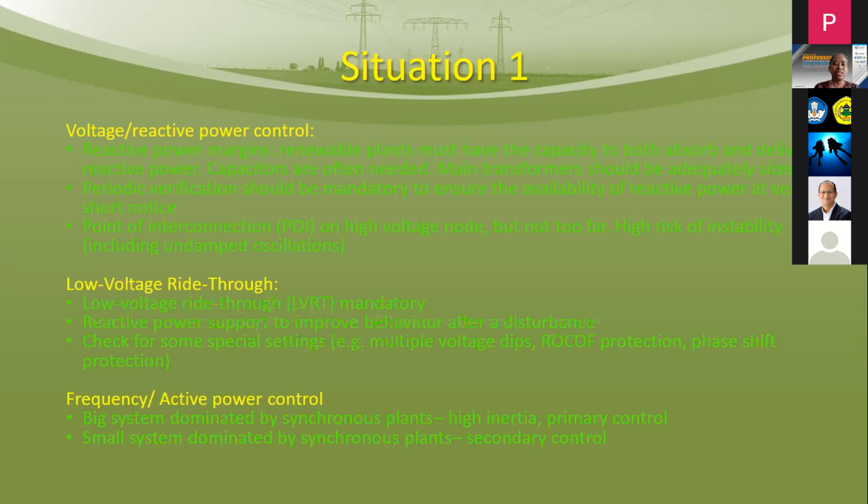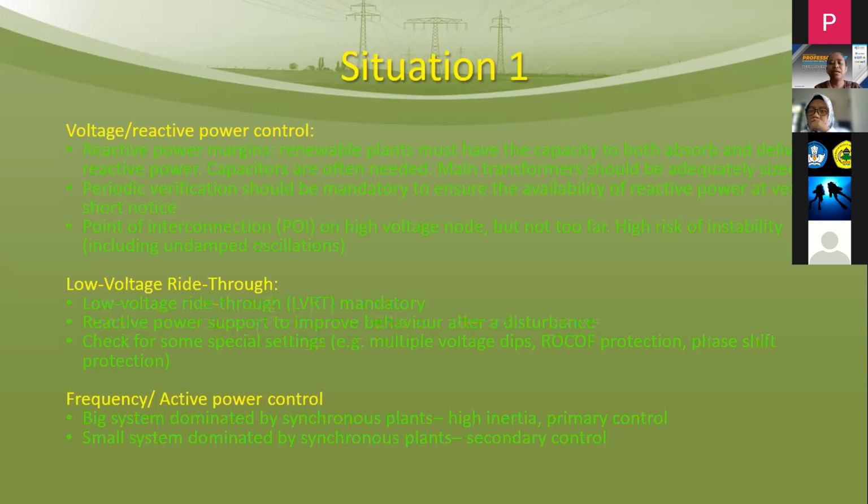The second consideration is about low voltage ride through. Low voltage ride through is mandatory in situation 1. Reactive power support to improve behavior after a disturbance is also to be included, and checking for some special settings is needed.